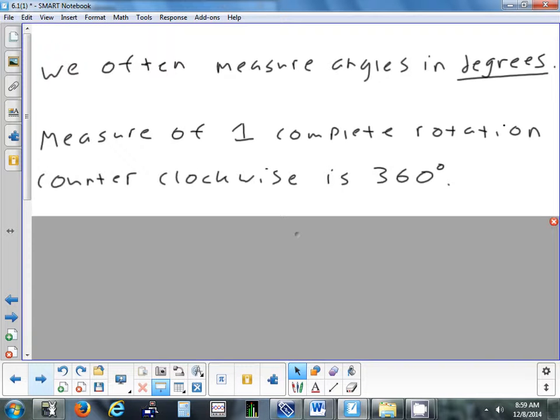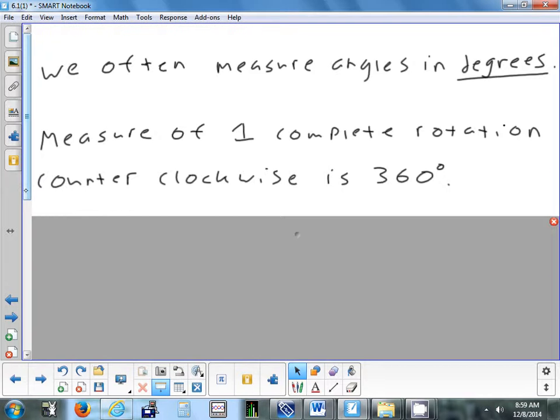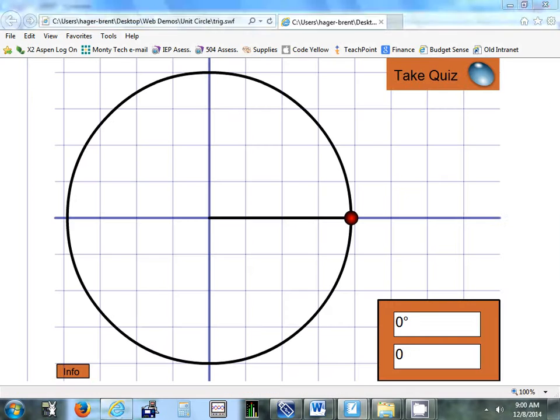If you have one complete rotation, going all the way around in a circle, that would be a 360-degree angle. So if you had a 360-degree angle, what would you think would happen between the initial side and the terminal side if you were to sketch that? It would look like just one, right? It would look like they're at the same point.